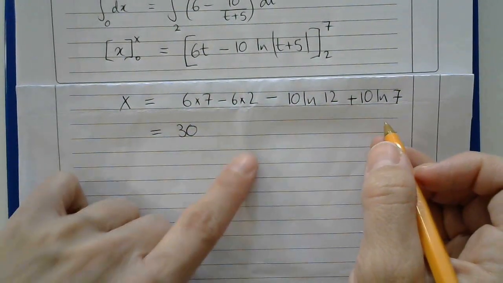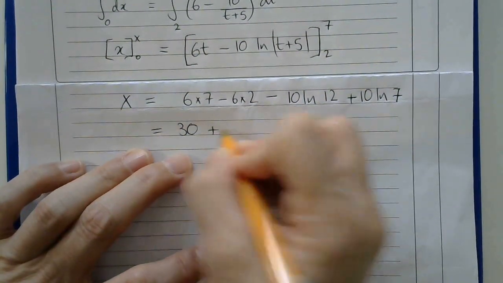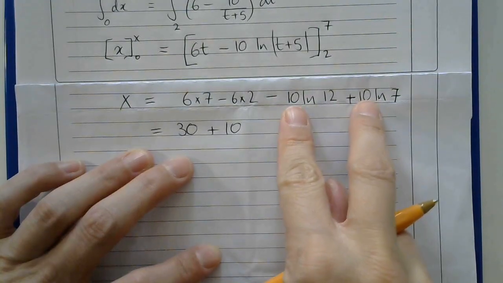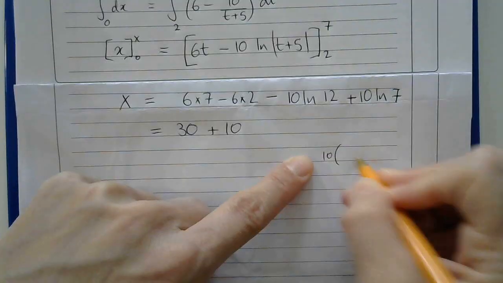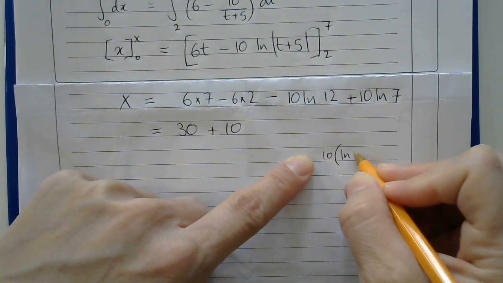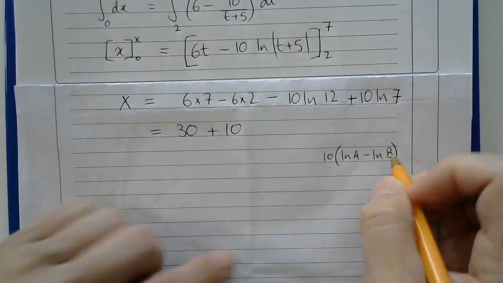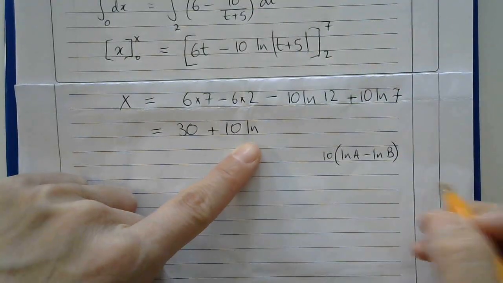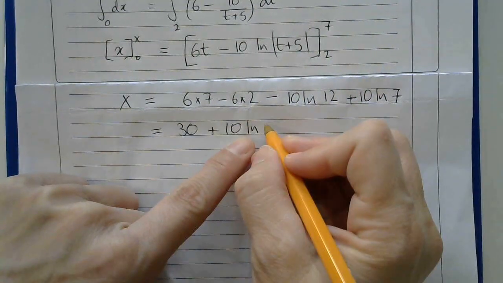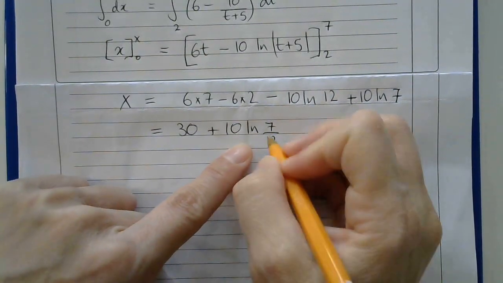Then here, combining these two, I'm using the rule that I have 10 basically log A minus log B, natural log, and so I would end up with natural log of the one that is positive over the one that is negative. Okay.